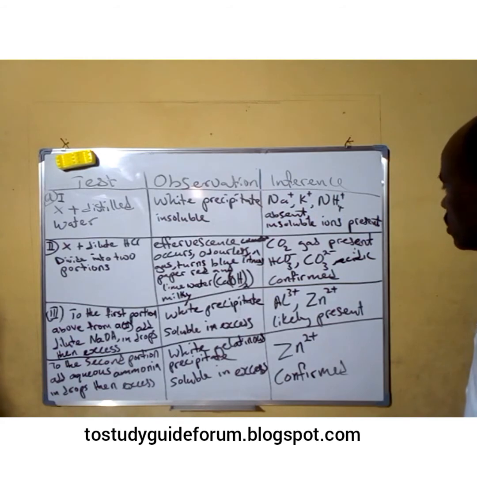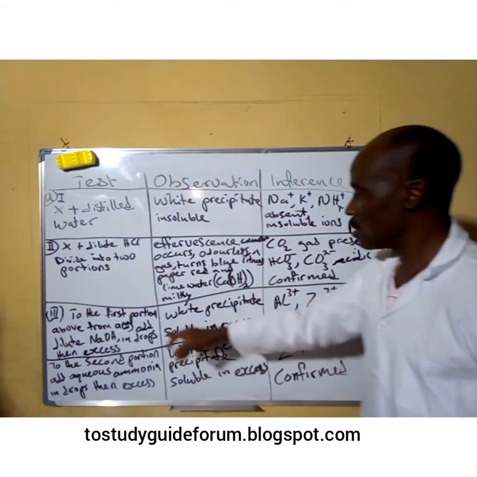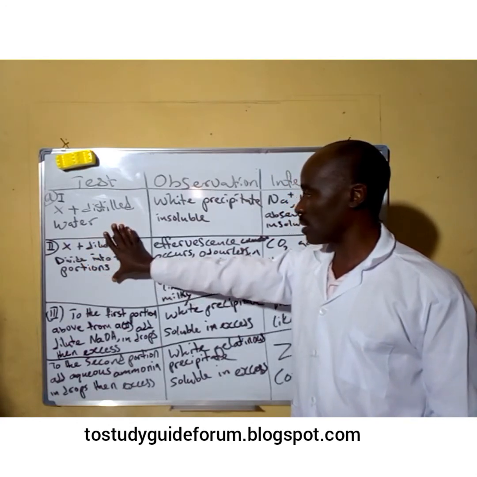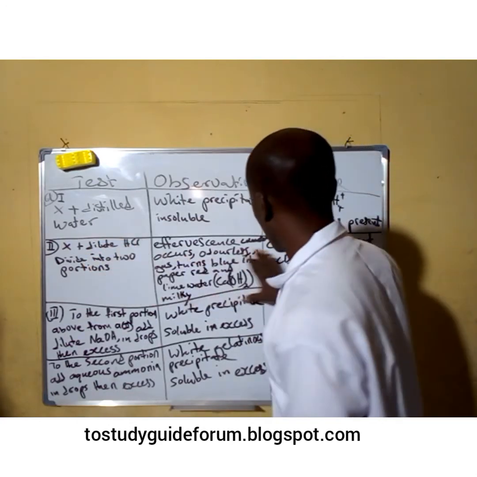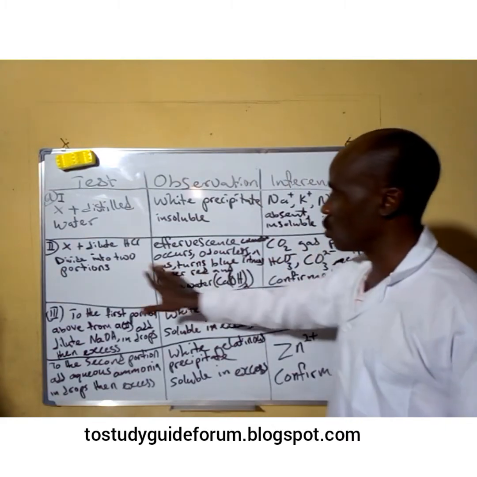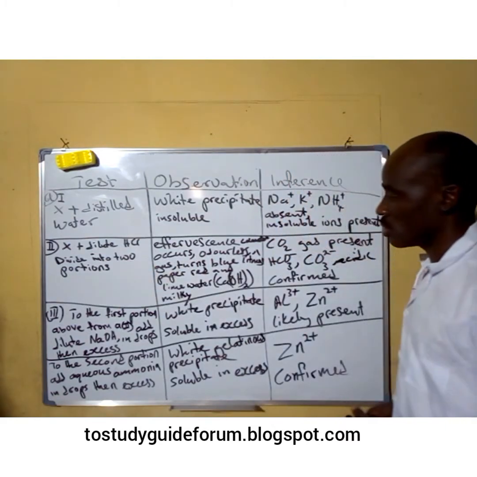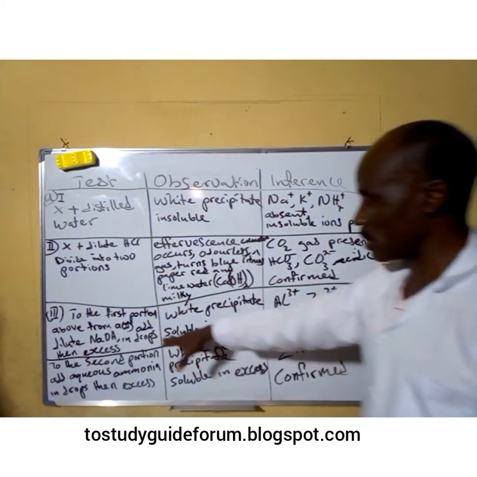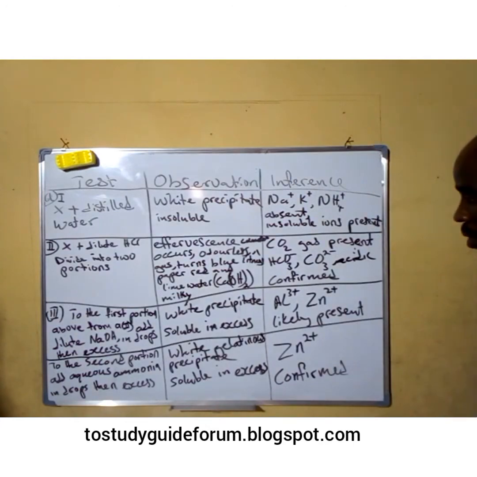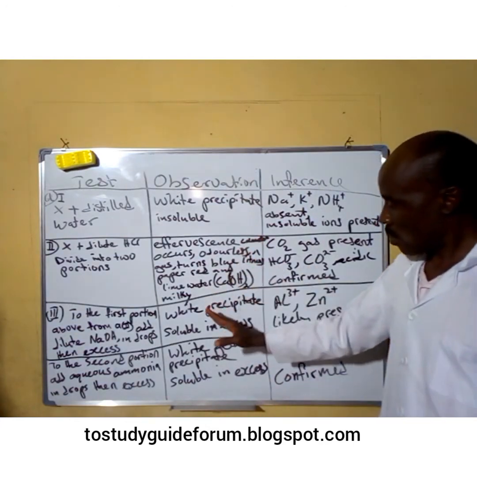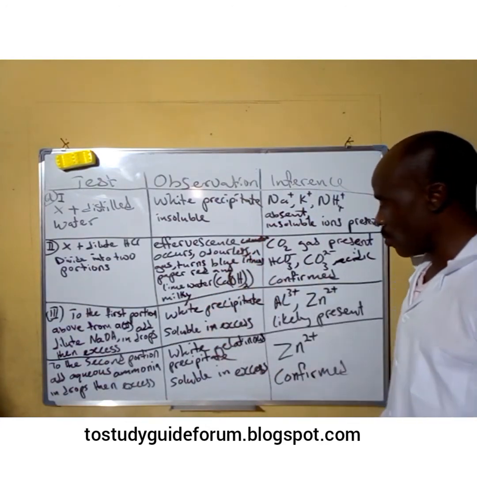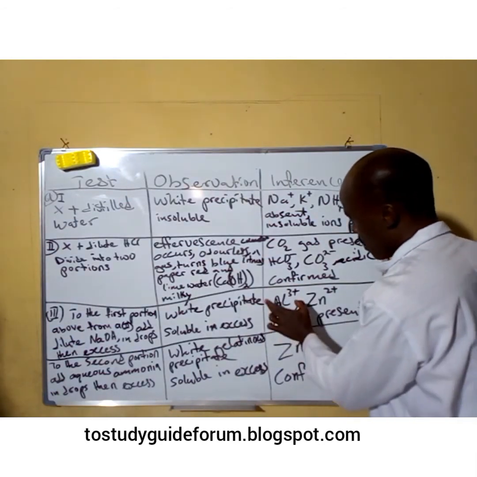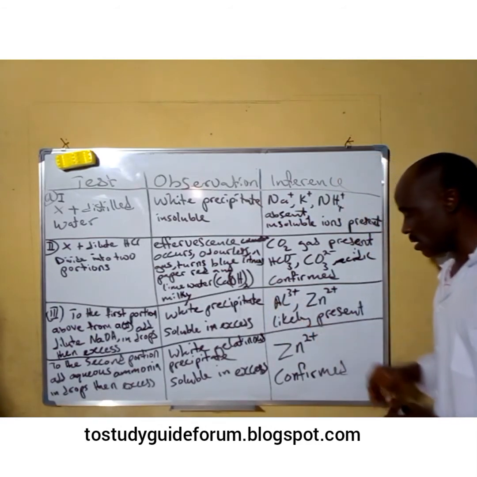But we go ahead to divide the residue of this reaction into two portions. To the first portion, we added dilute sodium hydroxide in drops and in excess. What we observe there is a white precipitate soluble in excess. Then that means aluminium and zinc are likely present.